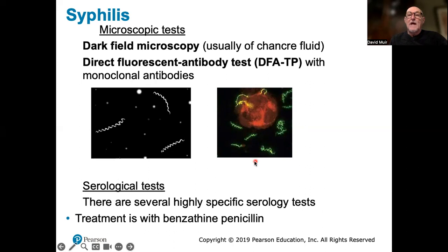And this gives you two advantages. First of all, it's very easily visualized. But second of all, it's highly specific. This antibody is specific to the treponema. It's not going to stick to other bacteria. So you only light up the treponema in your preparation. In addition, there's a whole slew of other serological tests to test for syphilis.